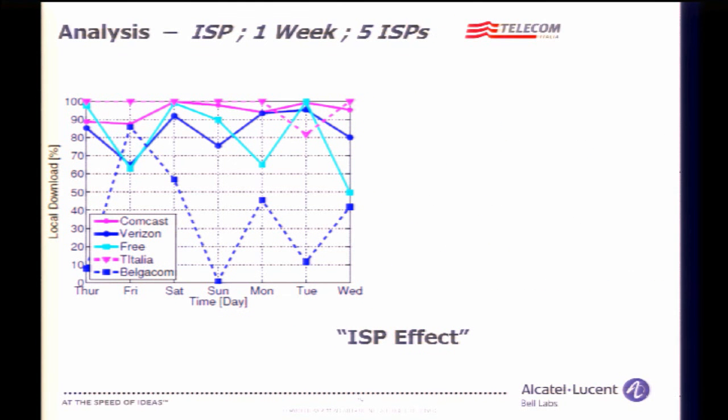Now, what about Telecom Italia? Telecom Italia is working perfectly. You know, it's 100% all the time. Then one day we went down to 80%. This is what we call the ISP effect.